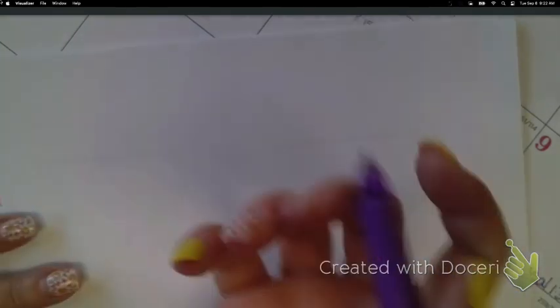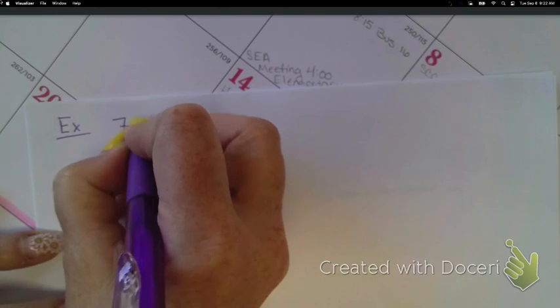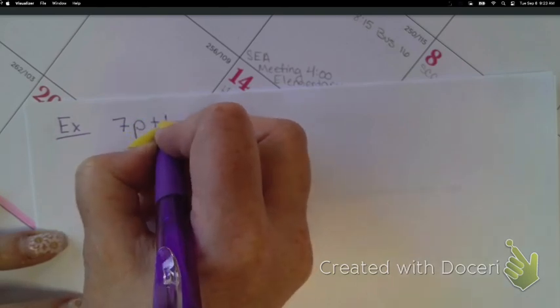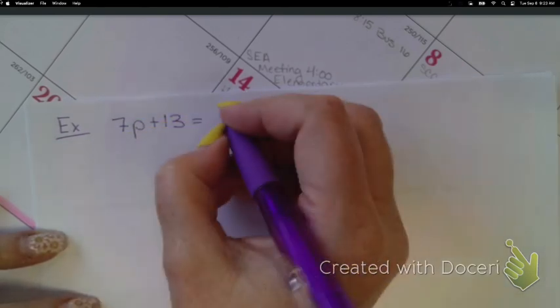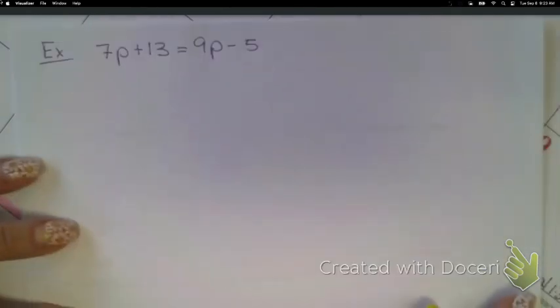Okay, 7p plus 13 equals 9p minus 5. Make it up. It'll be large.